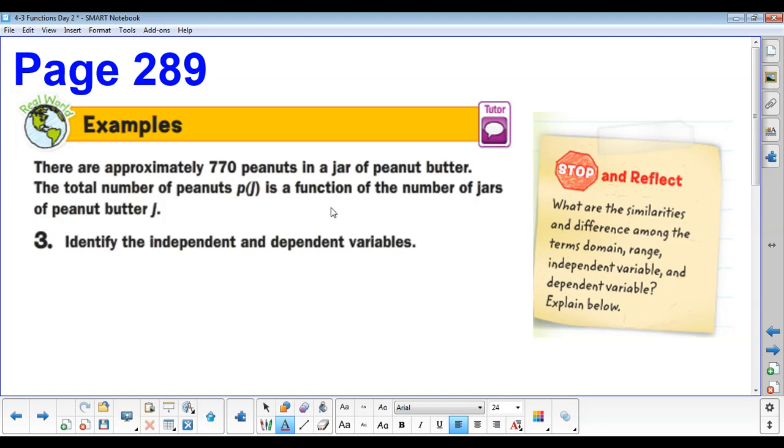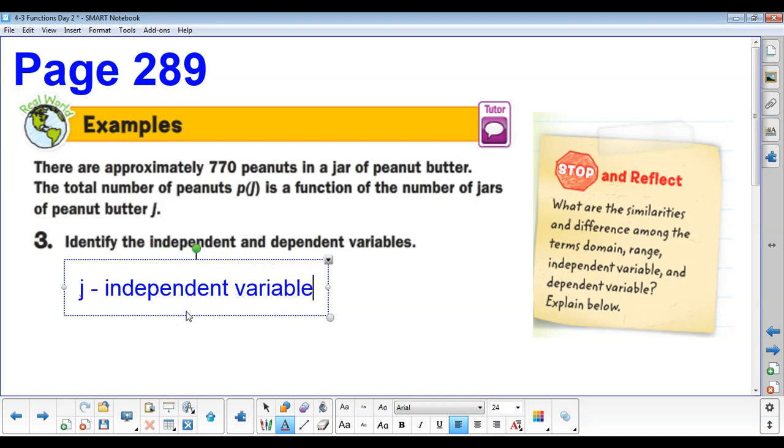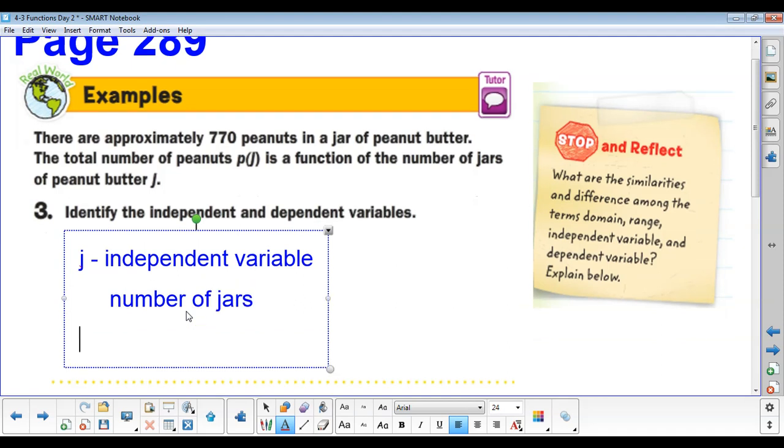Well, our question itself gives us a lot of clues. It says that the total number of peanuts, P of J, is a function of the number of jars of peanut butter, J. So if jars of peanut butter is the variable that's defining the function, that's our independent variable. So J is the independent variable, and in this case, it stands for the number of jars. That means P of J is our dependent variable.